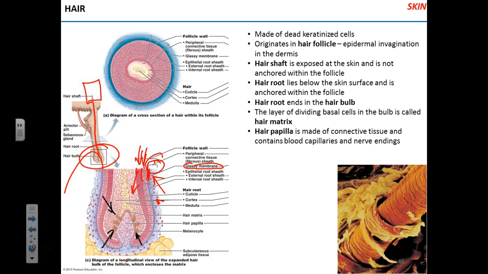Does that make sense? Now, please understand anatomically hair shaft versus hair root. Understand what the function of the hair matrix is, what it is. Okay? What is the function of the hair papilla?